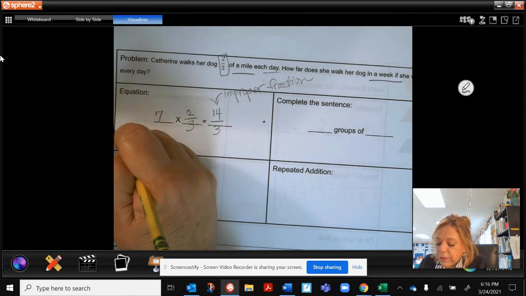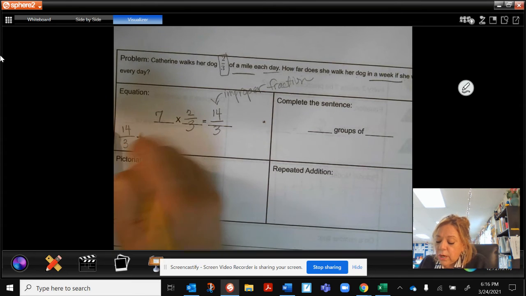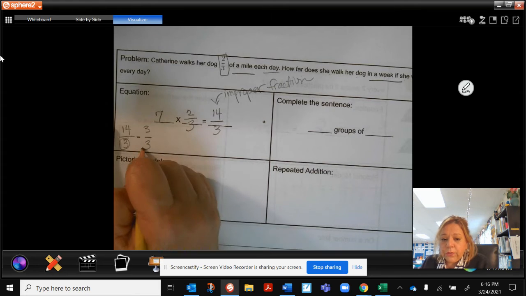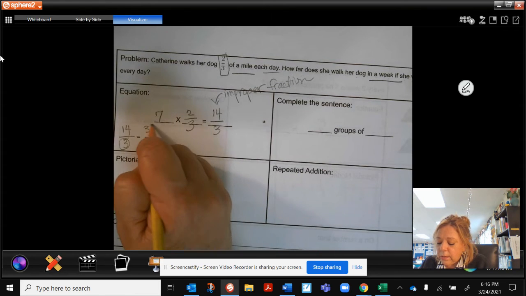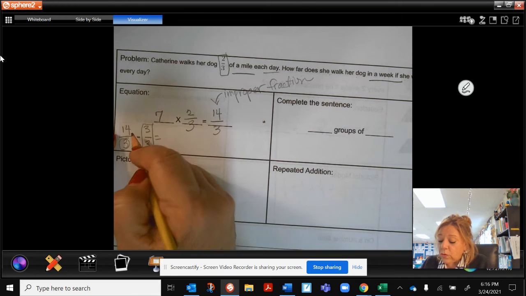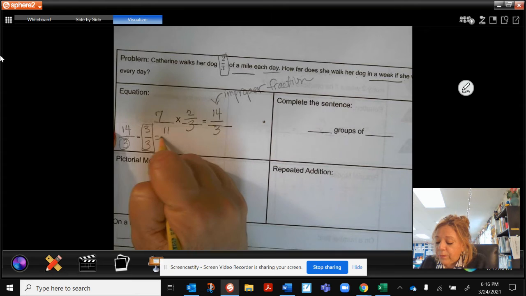All right, I can simply start dividing or subtracting out. I'm so sorry, I used the wrong terminology. Because my denominator is 3, 3 over 3 equals 1. So I can continue to subtract out. 14 minus 3 equals 11 thirds.